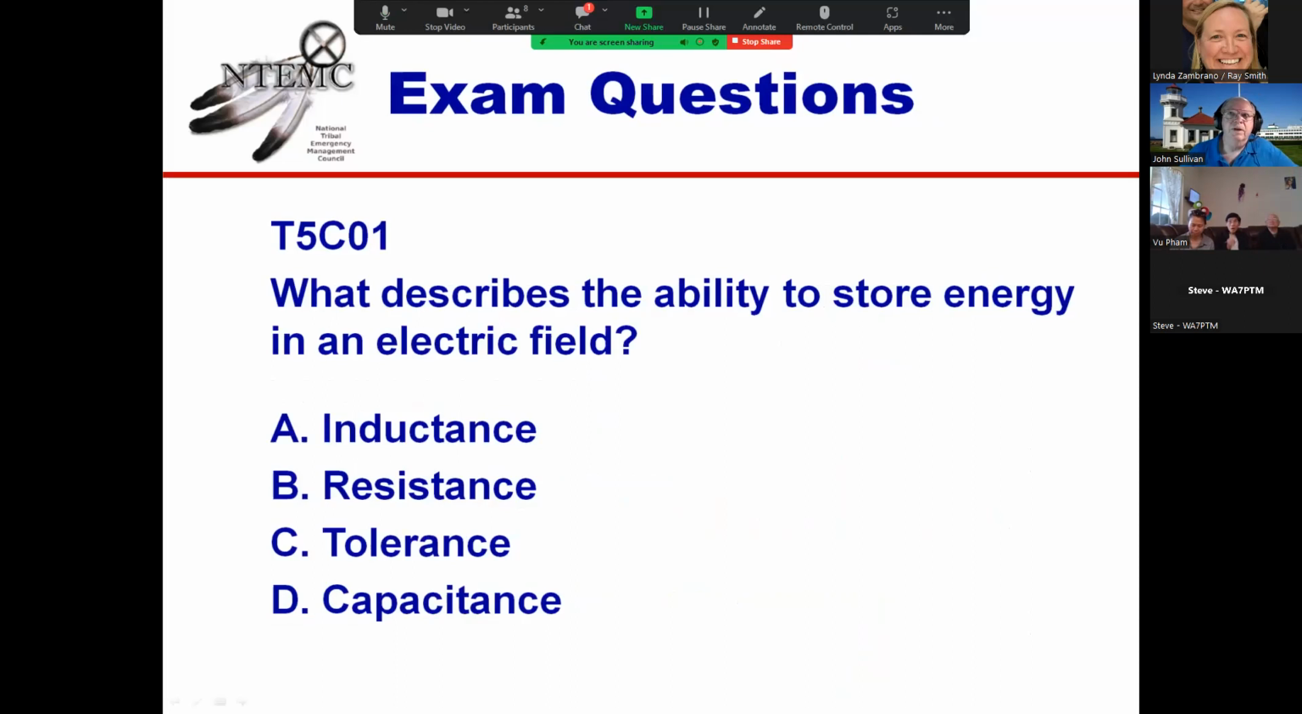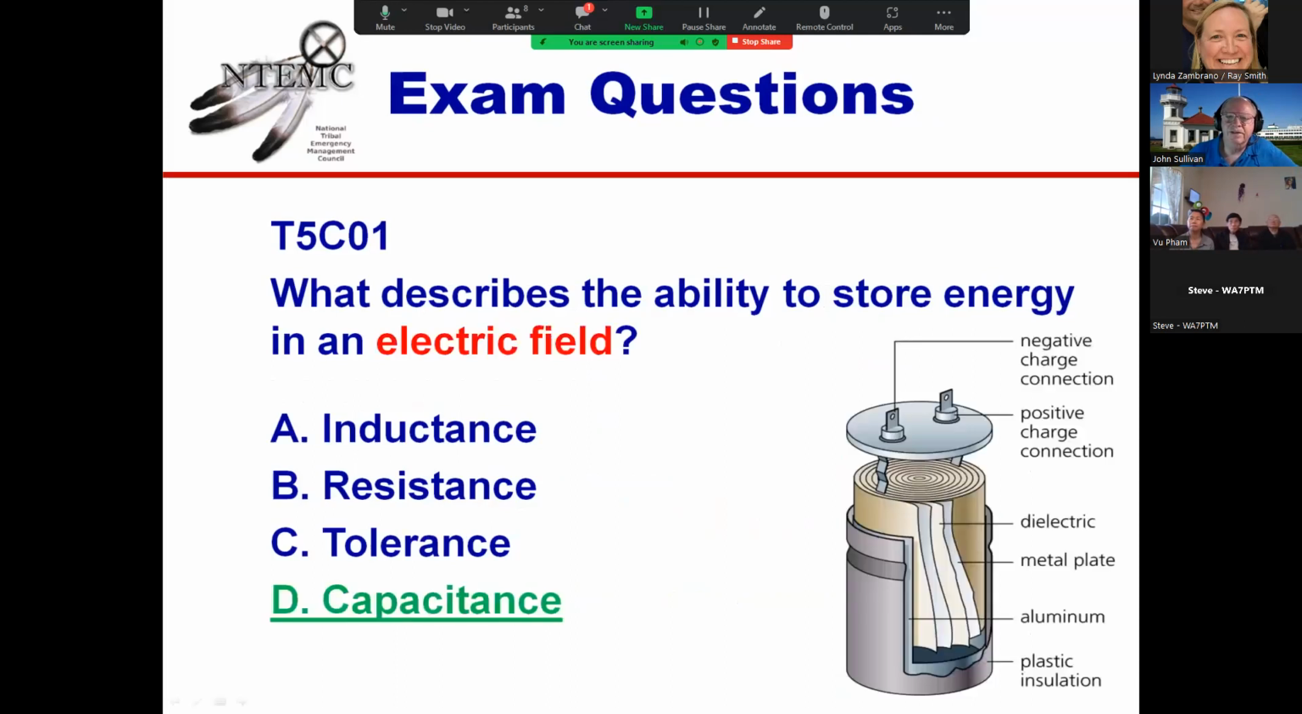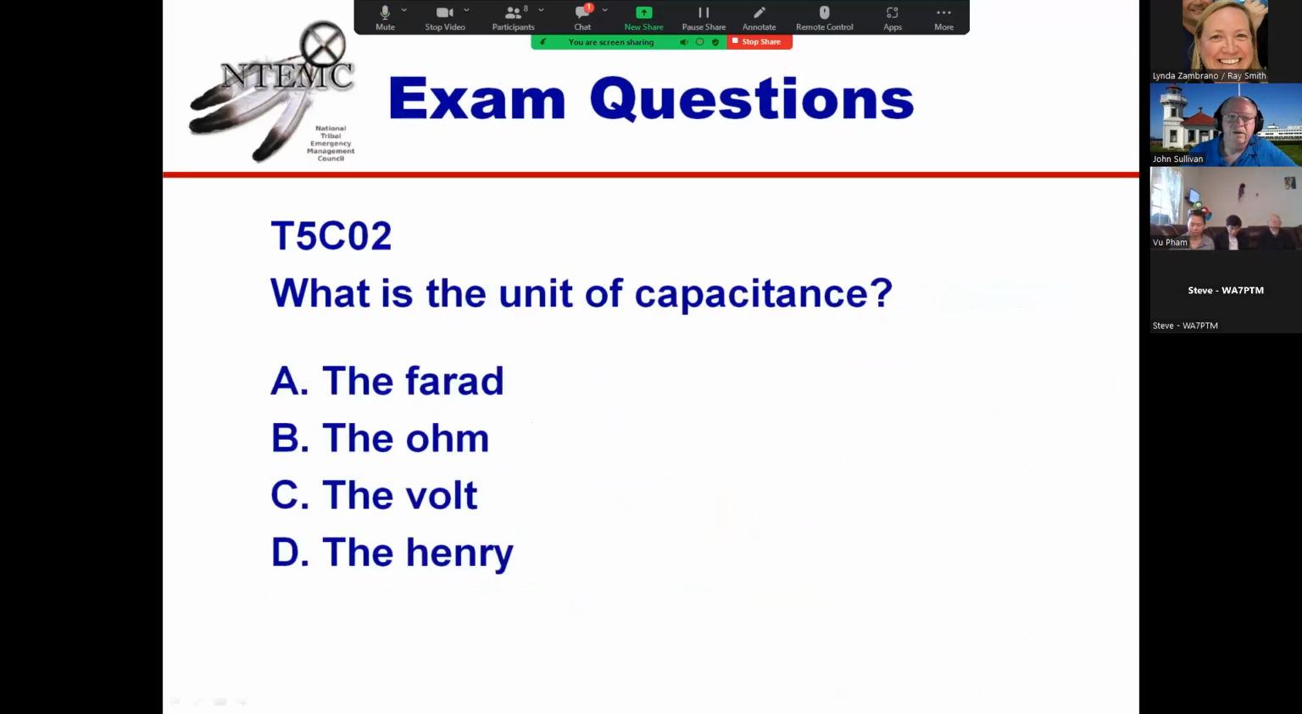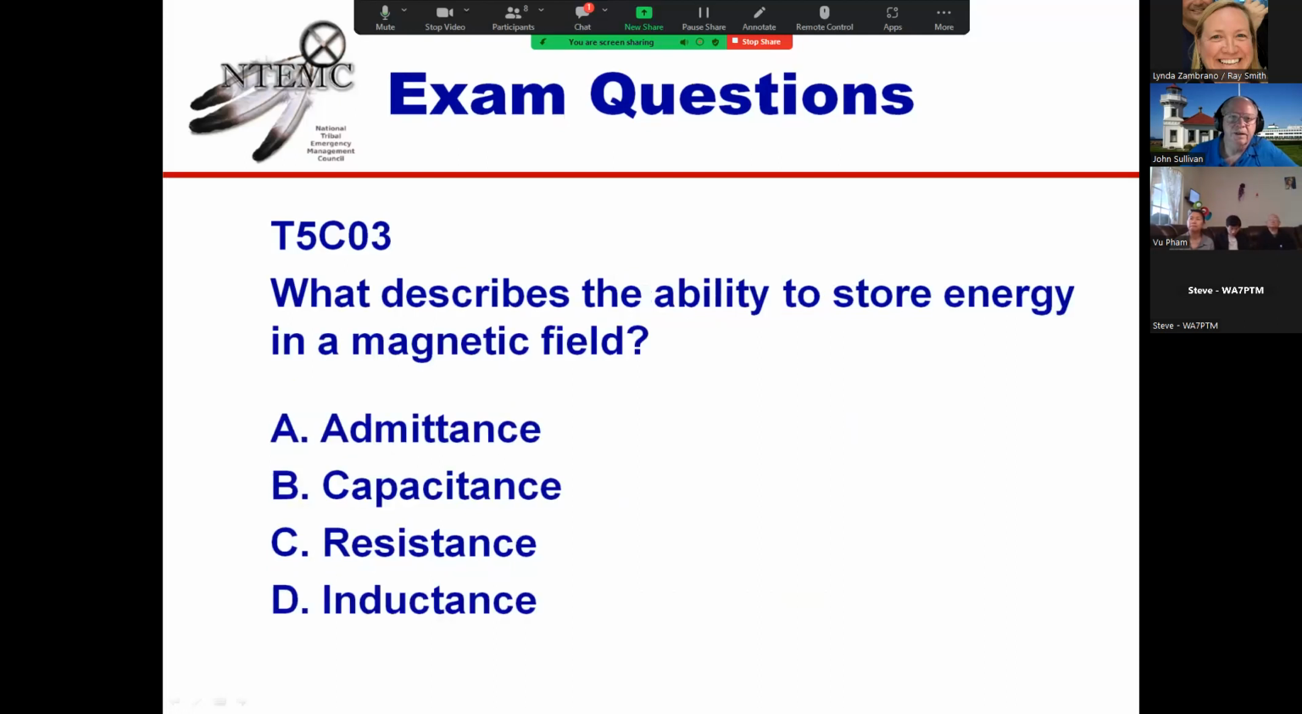What describes the ability to store energy in an electric field? That was one of those terms in the last slide we were defining. That is capacitance. This goes with an electric field. And the unit of capacitance is the farad. Remember, ohms is resistance, volts is voltage, and a Henry is inductance.